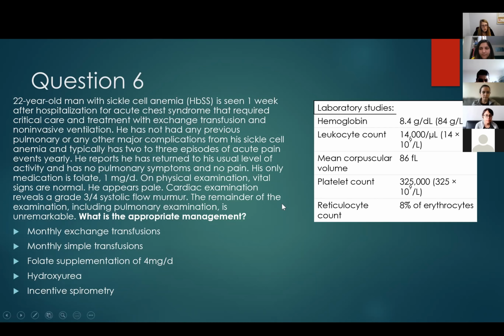So they're just saying D, hydroxyurea. Yeah, that's the right answer. This person should absolutely be on hydroxyurea. Anybody who has pain crisis or has had acute chest syndrome or any complications whatsoever from sickle cell disease should be on hydroxyurea.